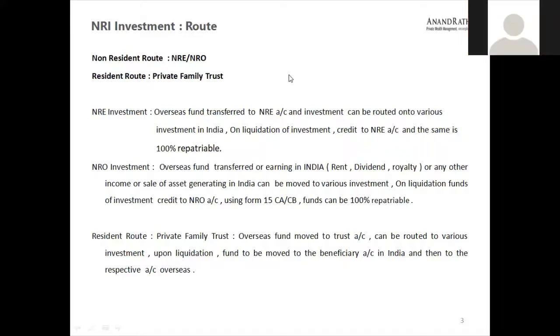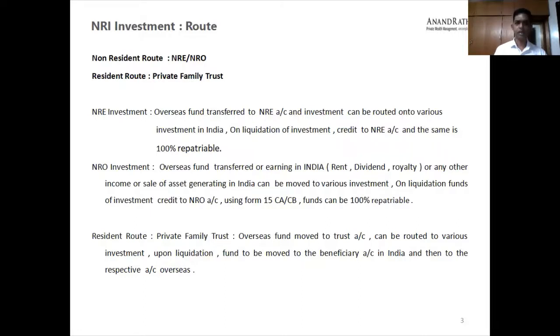Okay, continue. Sir, next is this investment route, sir. Currently, sir, for non-residents investing in India, there are a lot of restrictions. They can invest into a few limited funds from their NRI, NRO accounts. If it is an NRE, which is a non-resident external account, the money can be transferred from an overseas account. It will come into this account and they can invest into a few of the options that are available. Once they liquidate, the money comes back to the NRE account, and this money that comes back is 100% repatriable.